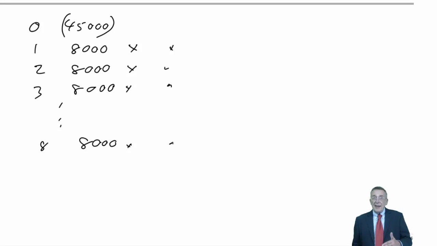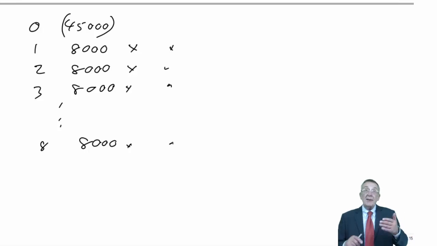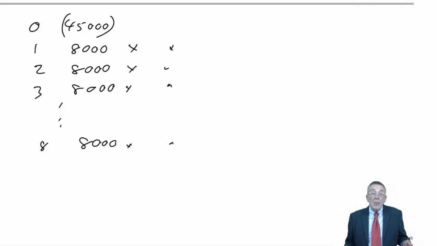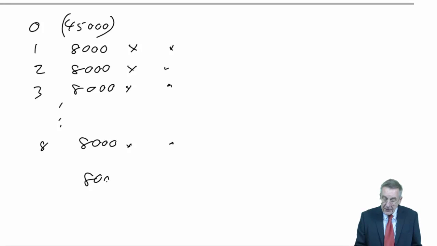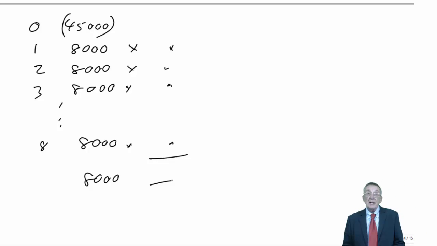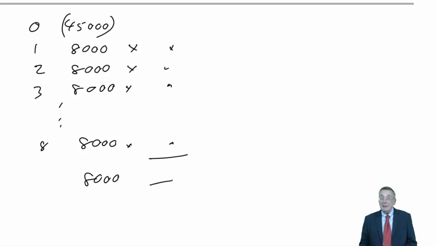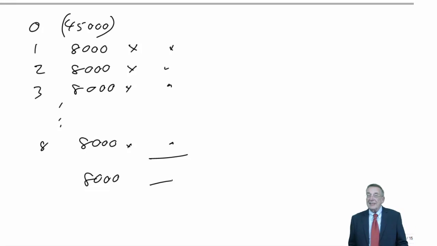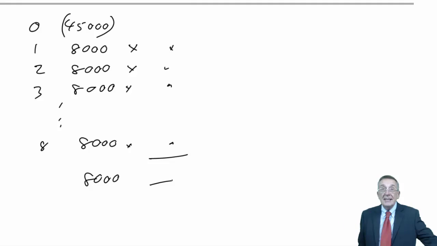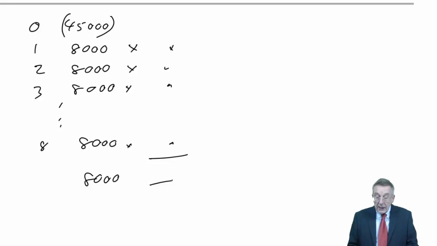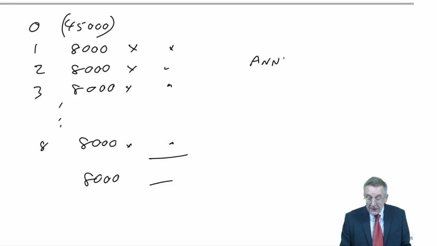Well, because it's the same figure each year, instead of keep multiplying 8,000 by the factor for 1 year, the factor for 2 years, I could just multiply 8,000 by the total of all the discount factors for those 8 years. Fortunately, in the exam, you're given tables which give those totals. Now, an equal amount is an annuity. That's what the word annuity means. Equal amount each year.